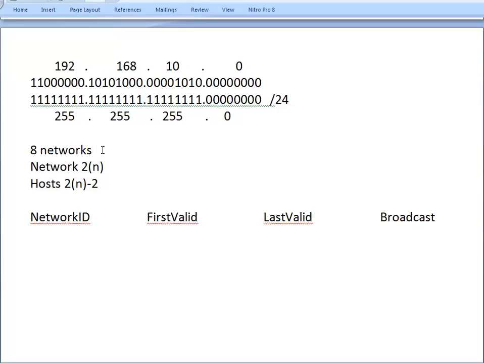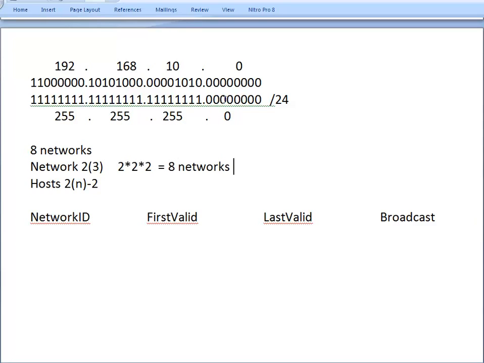For 8 networks, how many bits do you think we're going to need to borrow? How many zeros are we going to change into ones? If we borrow 1, that's only going to give you 2 networks. If we borrow 2 of the zeros, that's going to give us 4 networks. If we borrow 3 zeros, that's going to give us 8 networks. Okay, so we need to borrow 3 zeros. Let's try that. Let's fill the formula: 2 times 2 times 2. So 2 times 2 is 4, times 2 is 8. Okay, excellent.